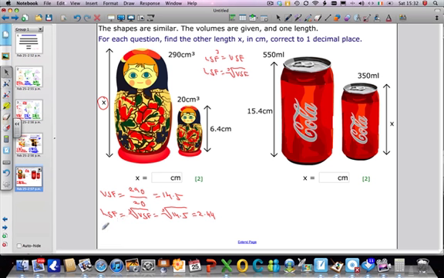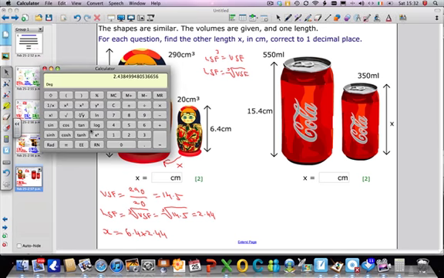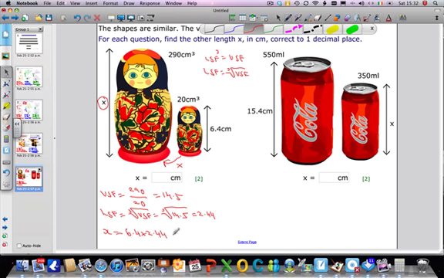That means that x must be, I'm going from small to big, which means I'm going to multiply by the scale factor. So it's going to be 6.4 multiplied by 2.44, which gives 15.6 to 1 decimal place. So our new side is 15.6.